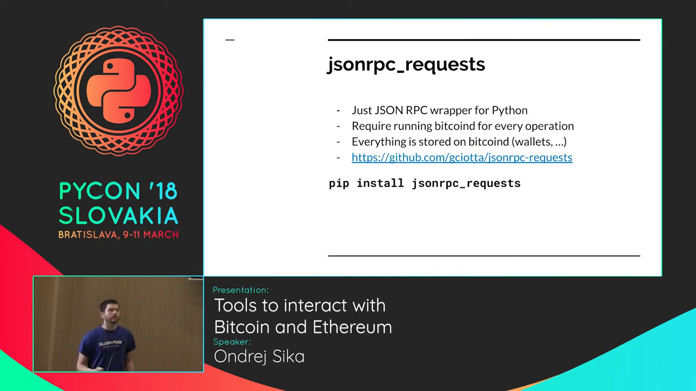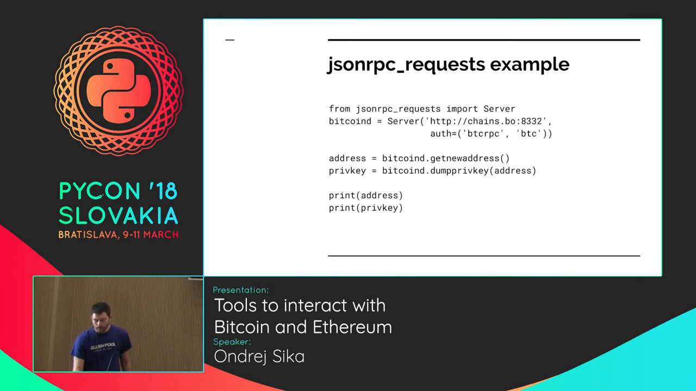At first, there is a generic library, JSON RPC requests. I think you probably know the requests library in Python. JSON RPC requests is built on top of requests and implements the JSON RPC protocol for Python. You can install it easily, pip install JSON RPC requests, and use it that way. From JSON RPC import Server, initiate it, add the connection information to your Bitcoin node, and just query the Bitcoin commands in a Python way.